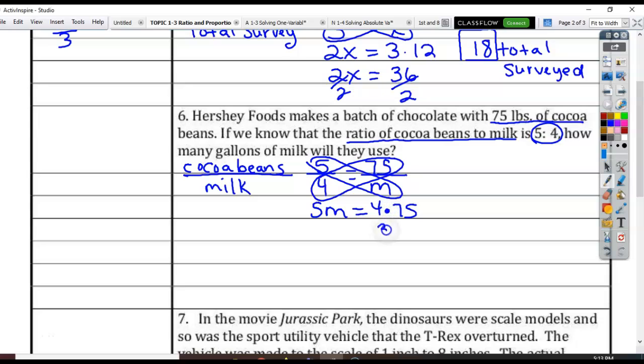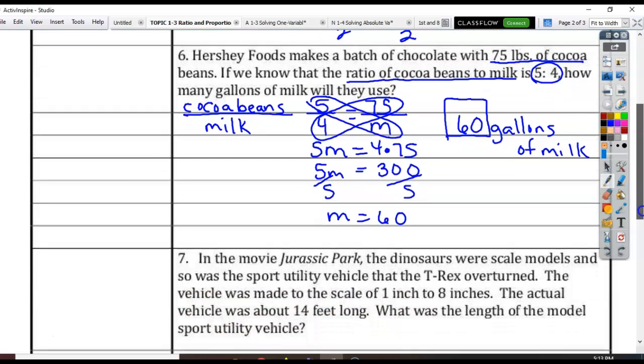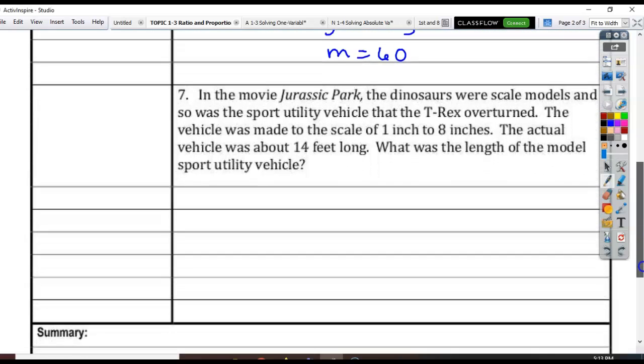4 times 75 is 300. Divide 300 by 5, right? Divide both sides by 5. And m is 60. Okay, what is your m? It's 60 gallons of milk. That's a lot of milk. Okay, in Canvas, you would just put the 60. Right, let's go down here to number 7.